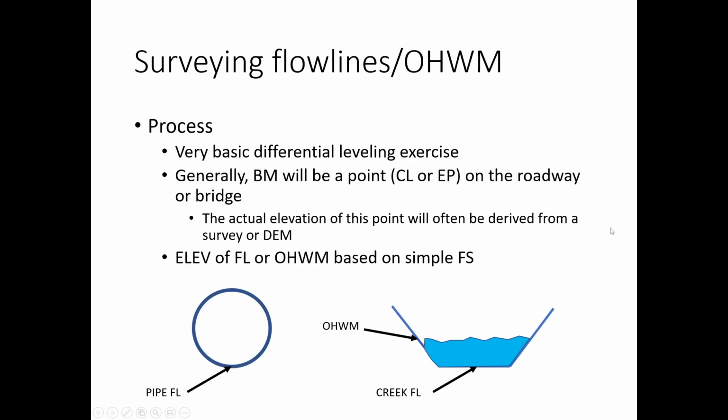Okay, so the last one is pretty straightforward, pretty easy. Surveying flow lines, ordinary high water mark. Sometimes, like I mentioned in the first video, depending on the type of survey, maybe the flow line is not shot very well, it's buried, there's something wrong with it, or they don't shoot ordinary high water marks.